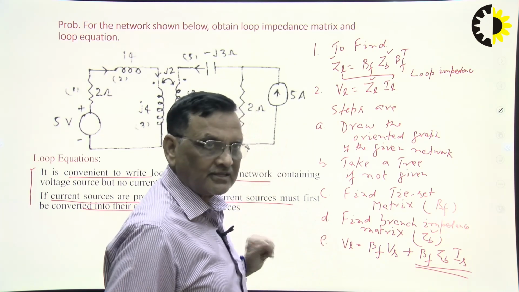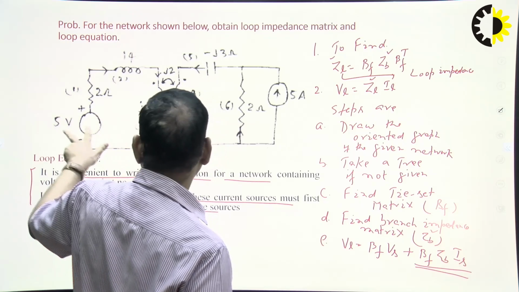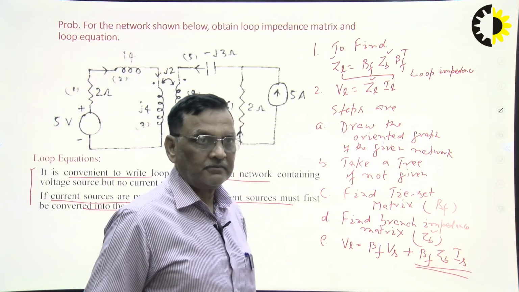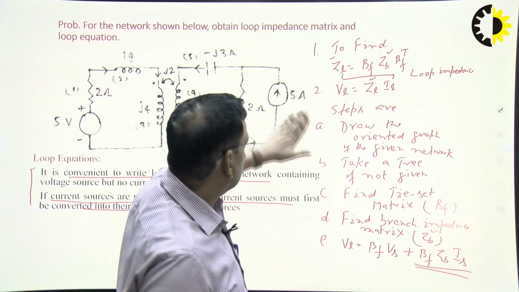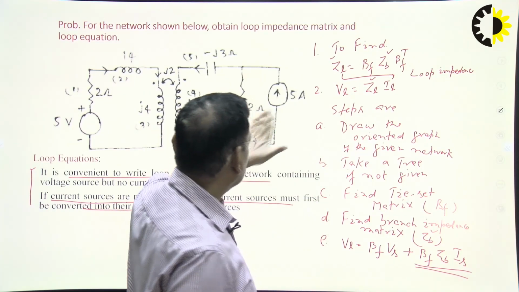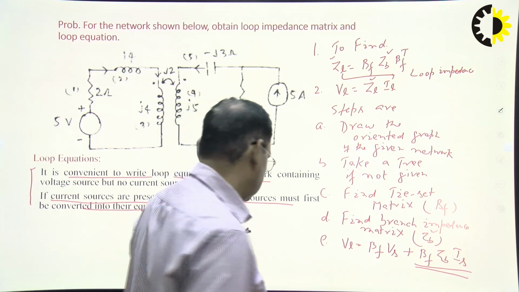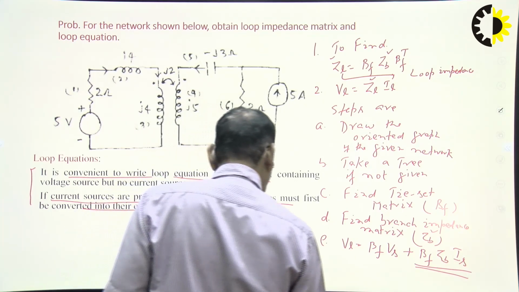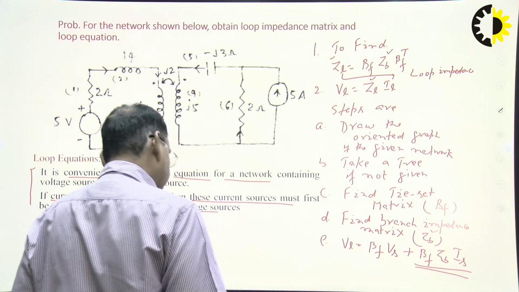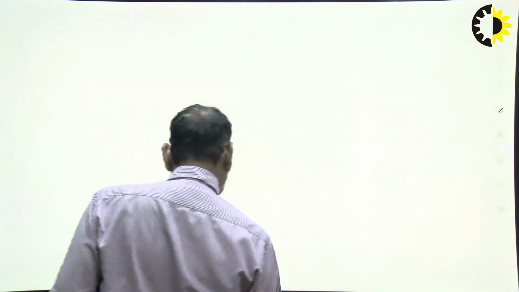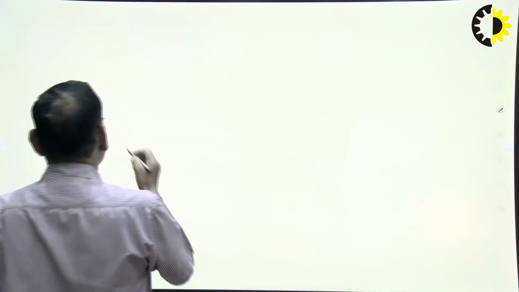In the present case, we can see one is a voltage source of 5 volt and another is a current source of 5 ampere. So first convert this current source into an equivalent voltage source. Okay, so we can redraw it. Just I can write this here. So it is like this.